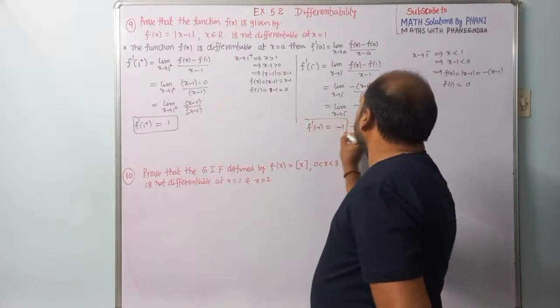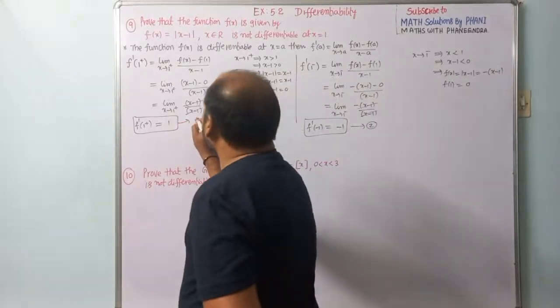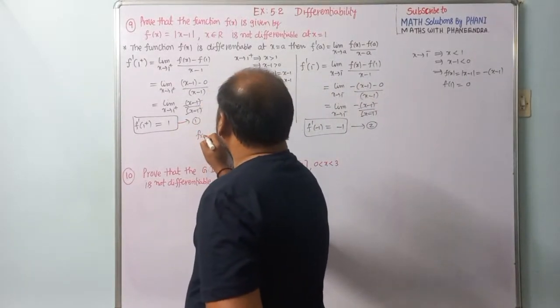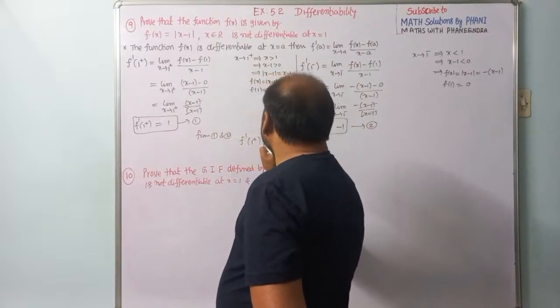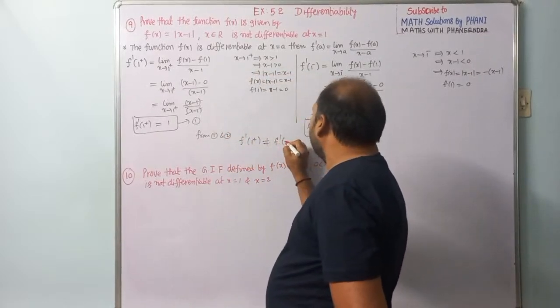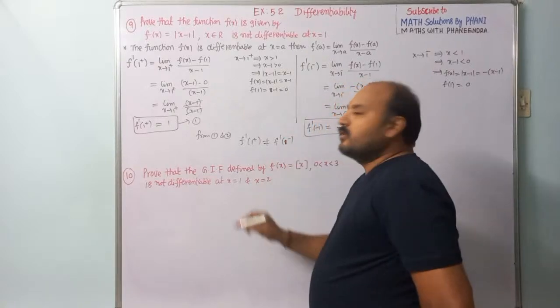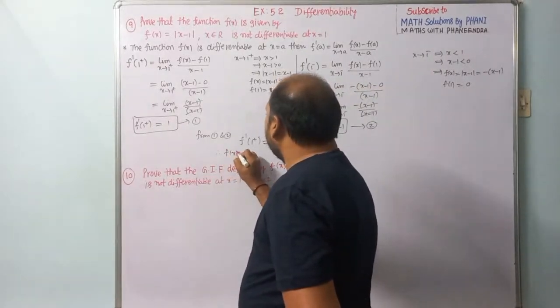Equation number 2. From 1 and 2 we conclude that f dash of 1 plus is not equal to f dash of 1 minus. Therefore, f of x is not differentiable.